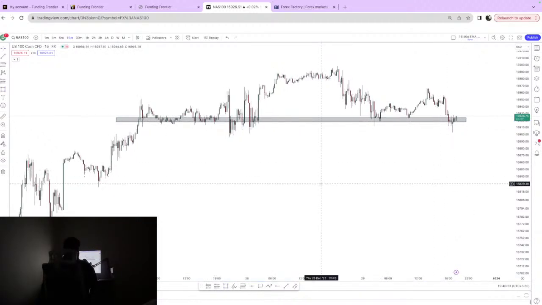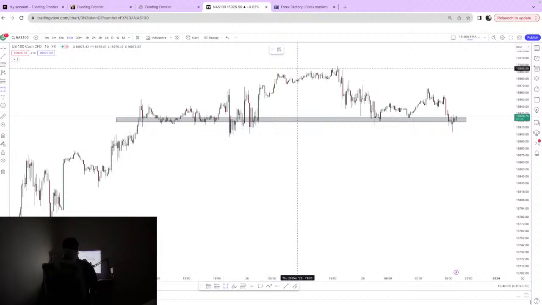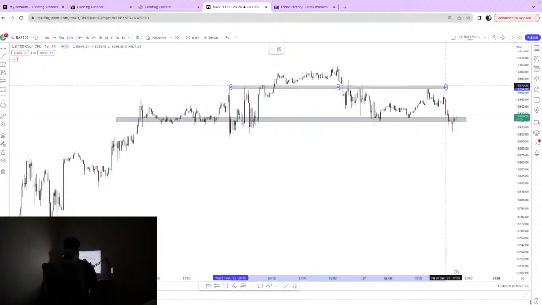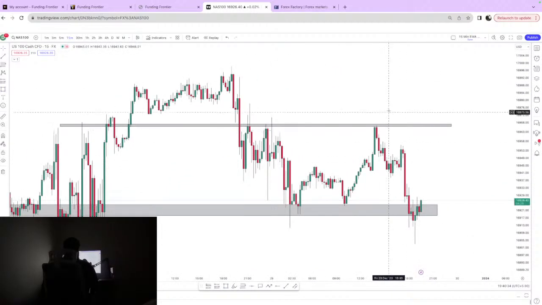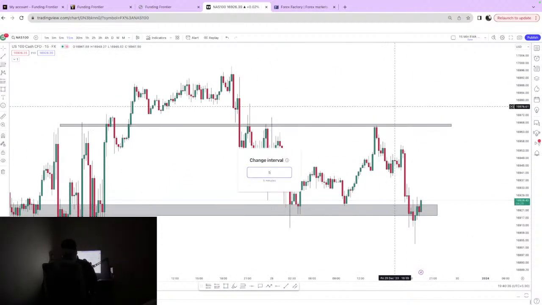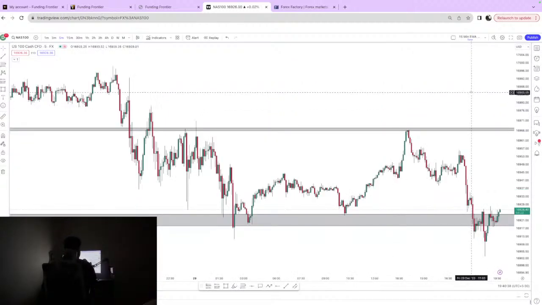So this is the first major level for today. And the second one I feel is this. Alright, so these two are the major levels. Now we'll shift to the 5 minute time frame.